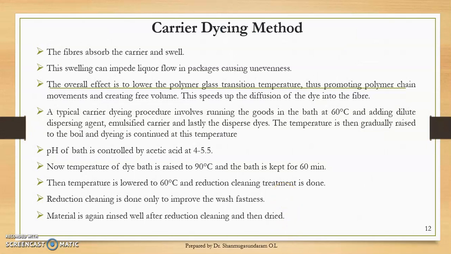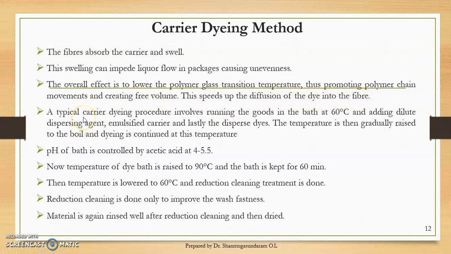Now look at the carrier dyeing process. See, the fiber absorbs the carrier and it swells the fiber. This swelling can impede liquid flow in packages, causing unevenness. The overall effect is to lower the polymer glass transition temperature, thus promoting polymer chain movements and creating free volume. This speeds up the diffusion of the dye into the fiber.